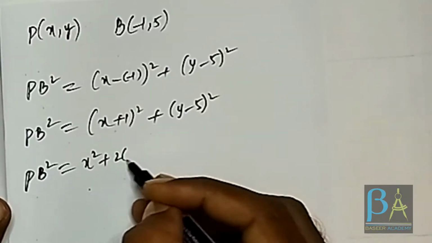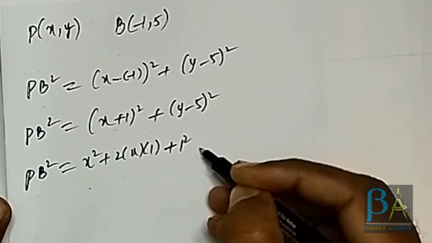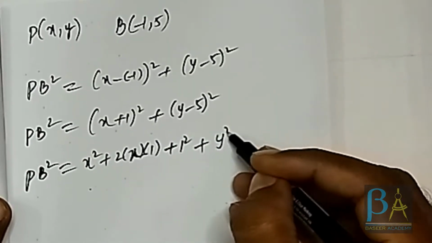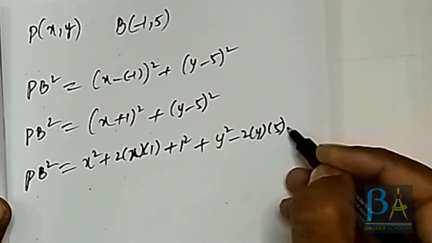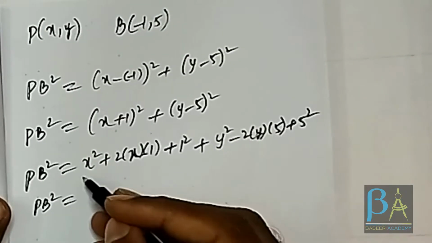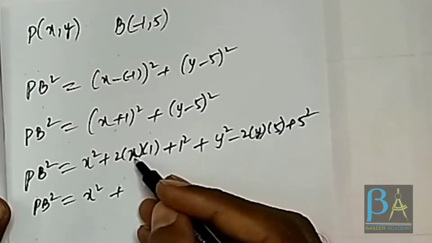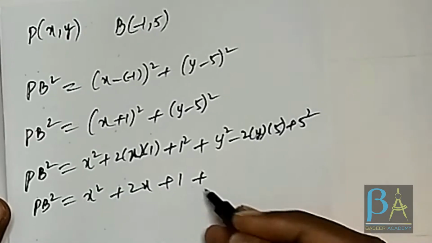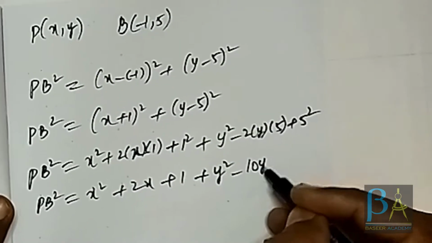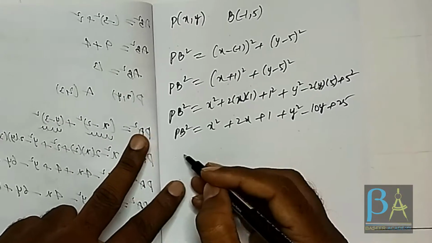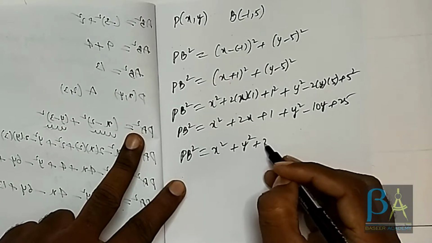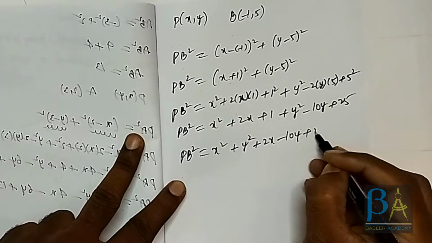So PB square is going to be, let me expand this using the a plus b whole square formula, which is a square plus 2ab plus b square. And then let me expand this also by using the a minus b whole square formula, which is a square minus 2ab plus b square. Now PB square is x square plus 2 into 1 is 2, 2 into x is 2x, 1 square is 1 itself, y square, let me write it as it is, 2 into 5 is 10, 10 into y is 10y, 5 square is 5 into 5, which is 25. So PB square is x square plus y square plus 2x minus 10y plus 26.